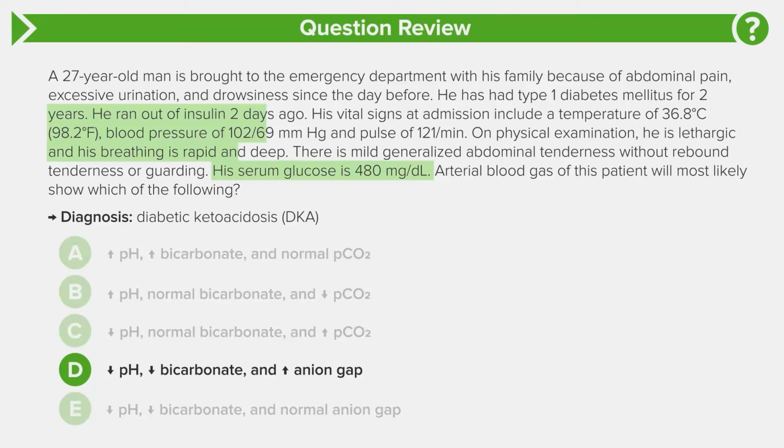Now, about 10% of patients with DKA will actually have a serum glucose less than 250. So we call that euglycemic DKA, but it is rare. But you can still rely on the clinical findings to help you diagnose.